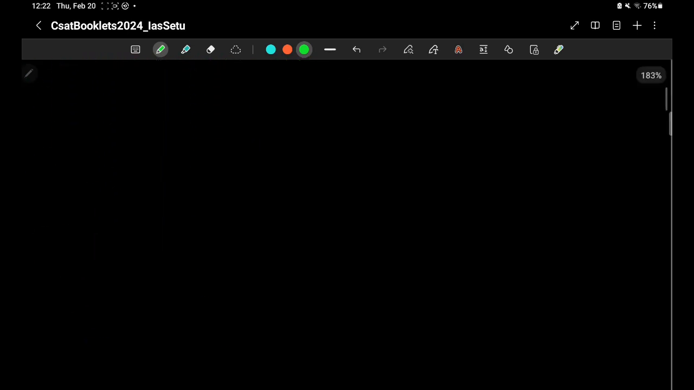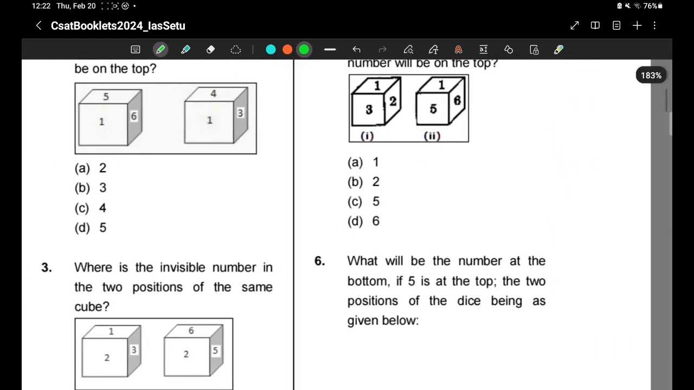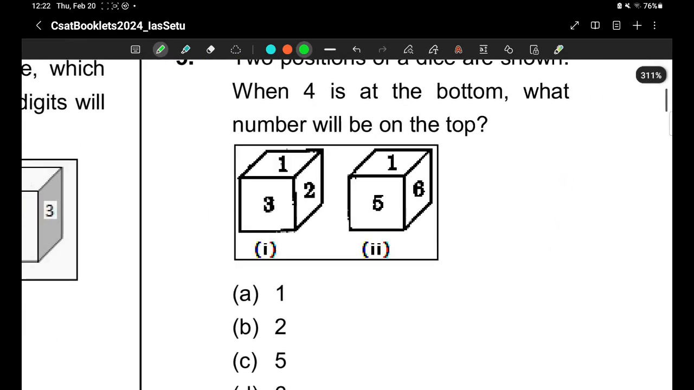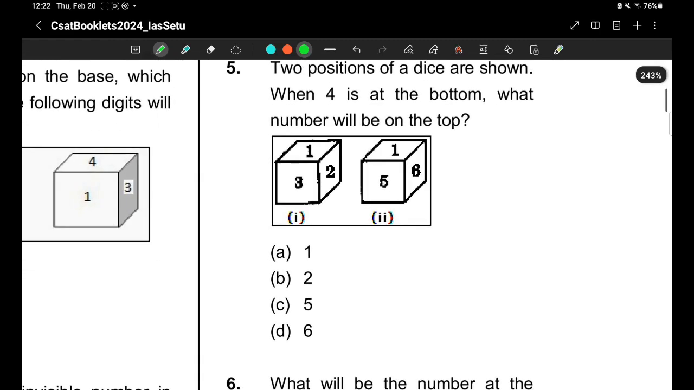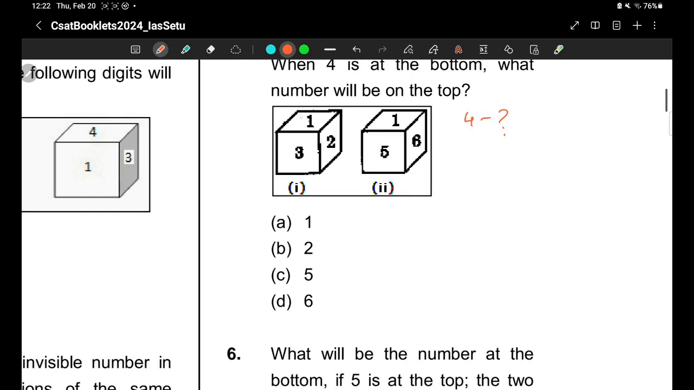Okay, I'll tell you one more example. We can apply this over here. Two positions of a dice are shown. When 4 is at the bottom, now what will be the number on the top? That means they're asking 4's opposite. What is it? That's what they're asking. So how do we do this?